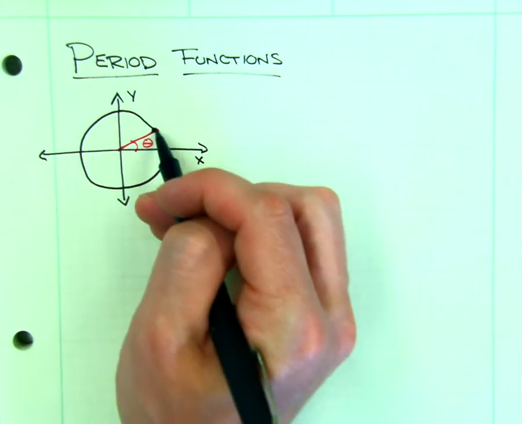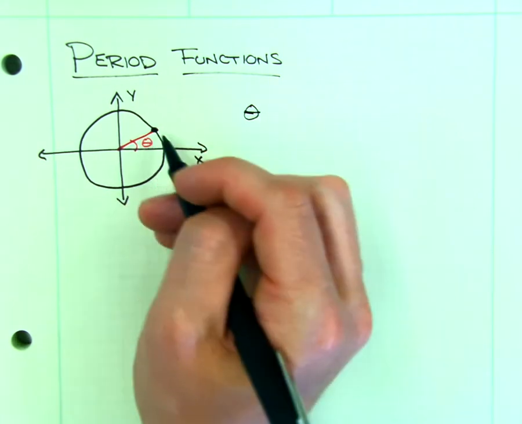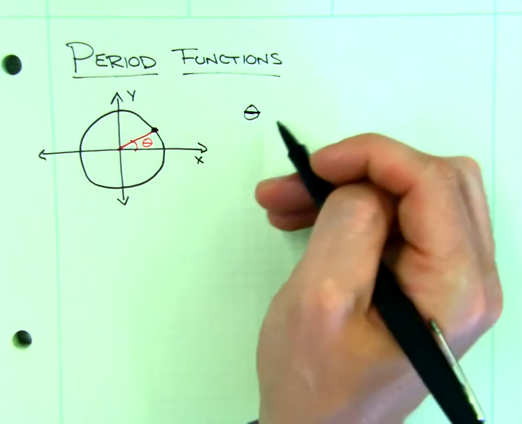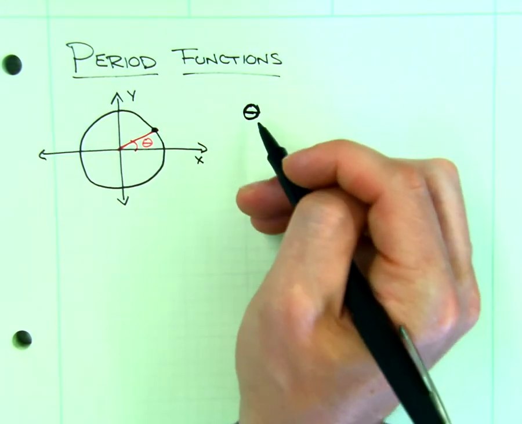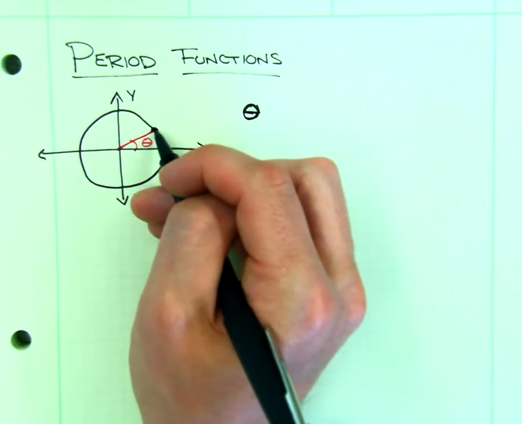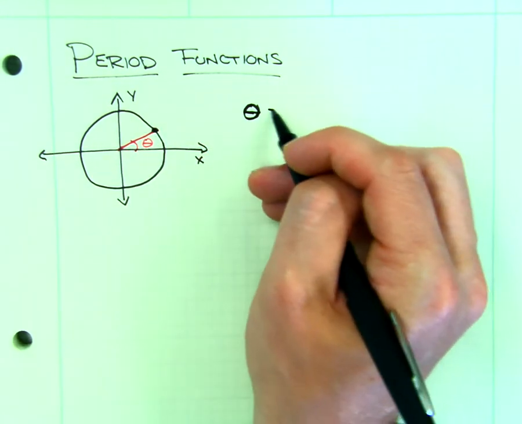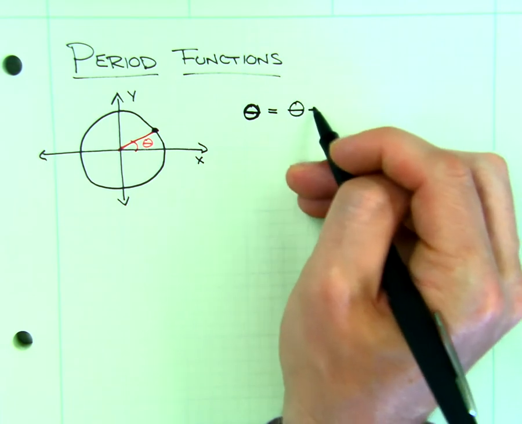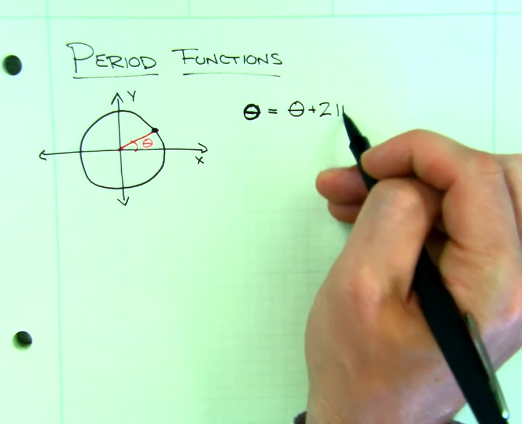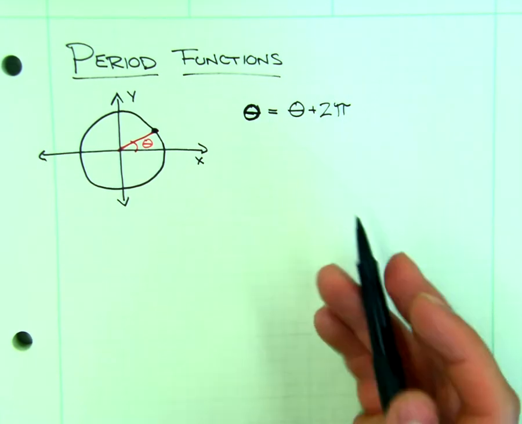If I go all the way back around, I end up back at the same point. Whatever values I have for x or y or tangent or whatever, as long as I'm back at that same point, they're going to be exactly the same. So if I look at theta, I can say that theta is going to be the same as if I just went to theta and I added one full revolution. One full revolution is 360 degrees, or, since we're dealing in radians, 2 pi radians. So theta is going to be equal to theta plus 2 pi. This is what a periodic function means.